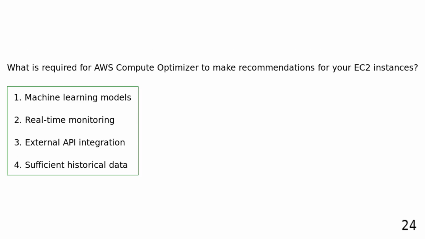What is required for AWS Compute Optimizer to make recommendations for your EC2 instances? Machine learning models, real-time monitoring, external API integration, sufficient historical data. AWS Compute Optimizer requires sufficient historical data of your EC2 instances to make accurate recommendations for optimal compute resources.